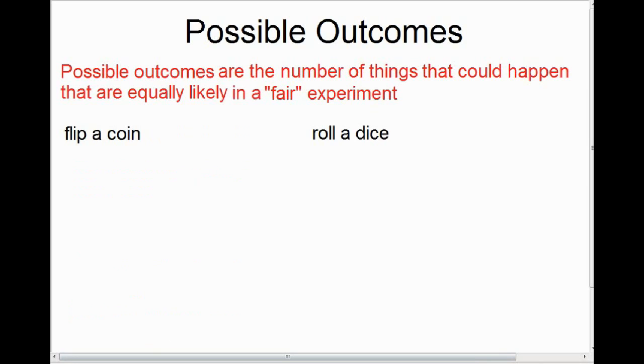So let's go back to looking at these experiments individually again. If we just flip a coin, we know that we can get heads or we can get tails, so there are 2 possible outcomes. And now if we roll a dice, we know that we could get 1, 2, 3, 4, 5, or 6, so there are 6 possible outcomes. Well, as we just saw, when we flip a coin and roll a dice, the total number of possible outcomes that we saw were 12.